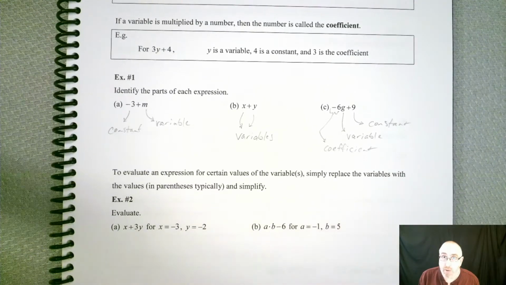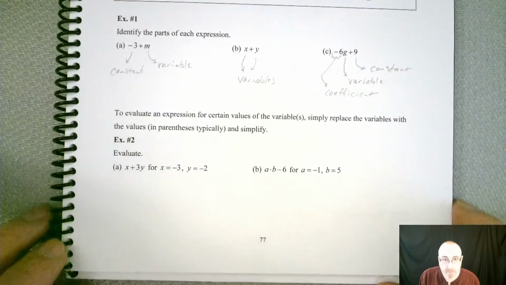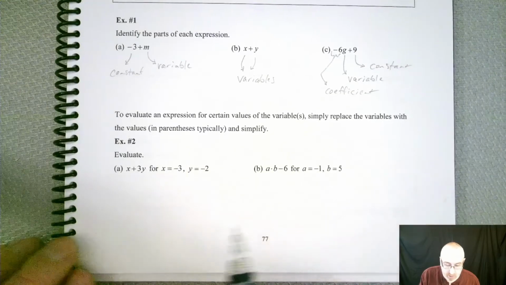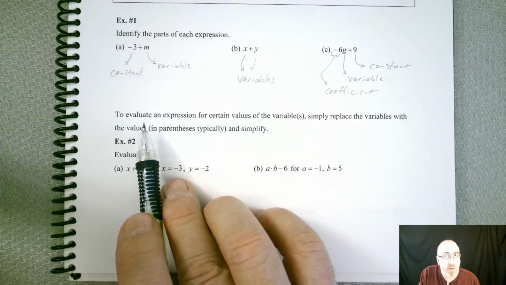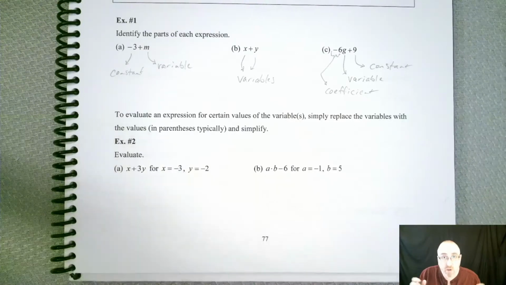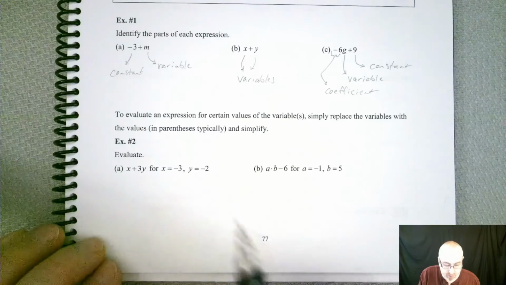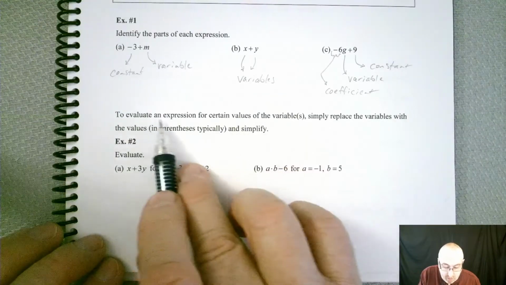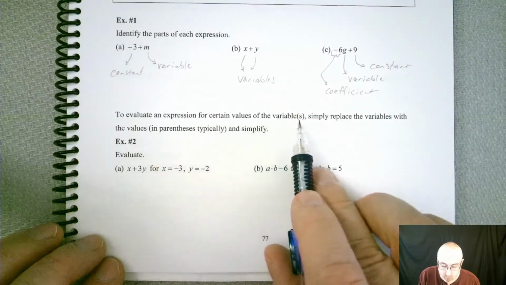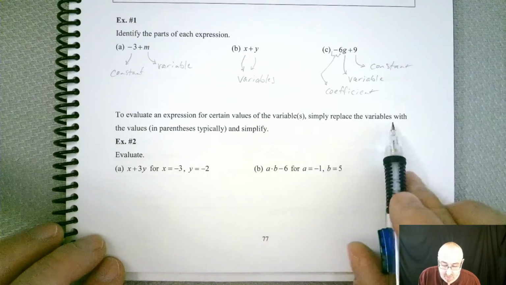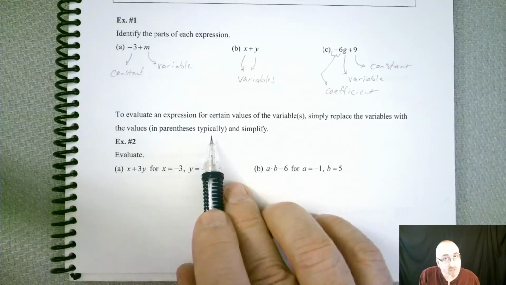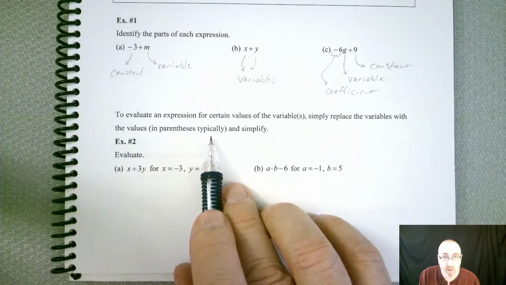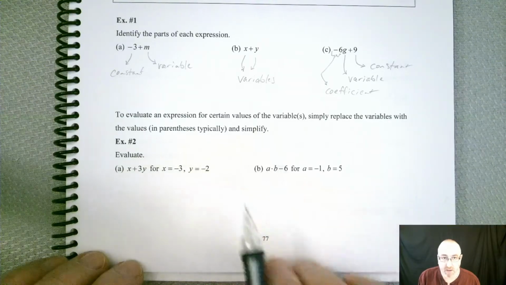So now what can we do with these expressions? Well, the first thing we should learn how to do is evaluate them. When you evaluate an expression, you're plugging in numbers for the variables. That's essentially what you're doing, and then just breaking it down using the order of operations. To evaluate an expression for certain values of the variable or variables, simply replace the variables with the value in parentheses typically. There are some exceptions to that, but most of the time it's safest to put them in parentheses and then simplify it down.